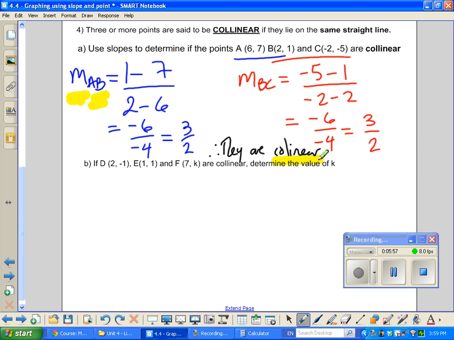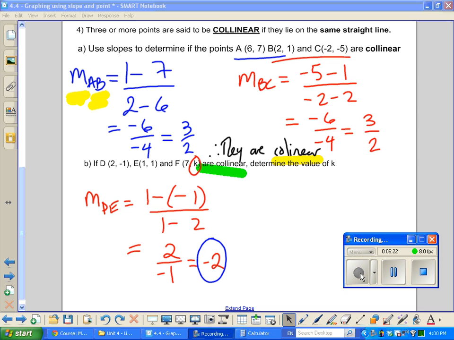Question B deals with 3 points again, and we start with the assumption that they are collinear. The question says that they are collinear, but we don't know what this k value is. We have absolutely no idea what k is. Well, we do know what the slope should be. We know that the slope between D and E, we could calculate that. So go ahead, pause the video, calculate it. I'm going to pause my video and calculate.